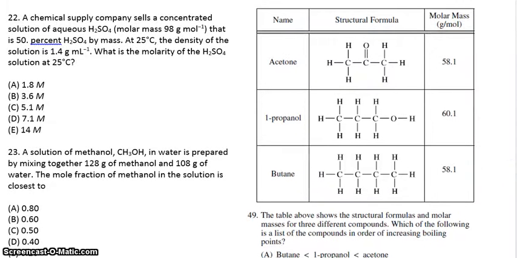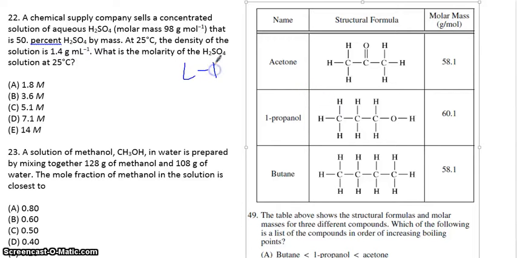So the question asks us, we're given 3 compounds. I'll just review intermolecular forces on these 3 compounds: acetone, 1-propanol, and butane. And they're giving us the structures of the molecules themselves. Remember, there are 3 intermolecular forces. We have London dispersion, we have dipole-dipole, and we have hydrogen bonding.